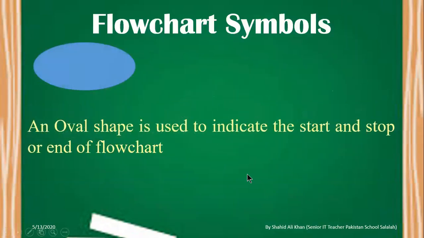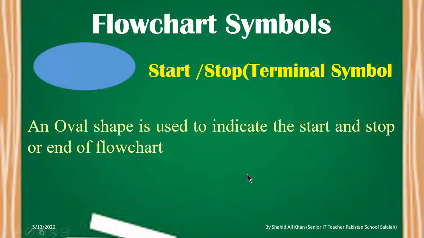Number one is the Start/Stop terminal symbol. This is also called the oval shape. An oval shape is used to indicate the start and stop, or the end, of a flowchart. Normally, whenever you are going to start your flowchart, you will use this oval shape or terminal symbol, and you have to mention the start text. Or whenever you are going to end your flowchart, you will mention stop or end. Okay, let's move towards the next one.